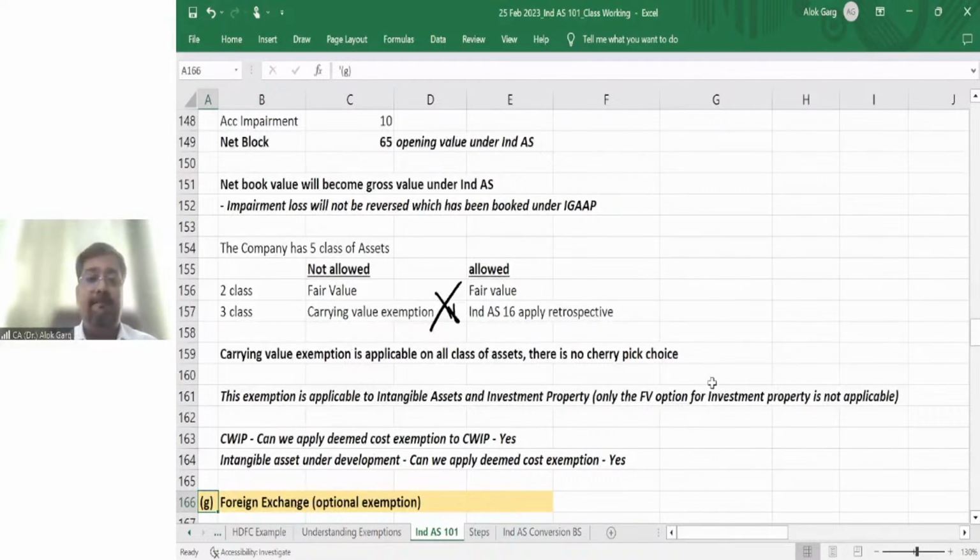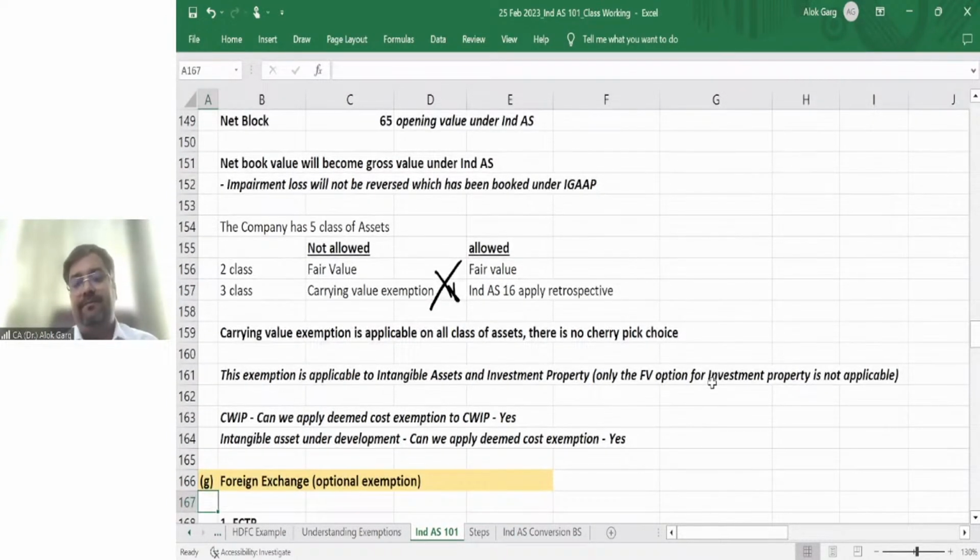Let's go to the next exemption, foreign exchange. There are 2 exemptions in foreign exchange. Now we are discussing optional exemptions. PP&E, intangible assets and investment property were also optional exemptions, right?